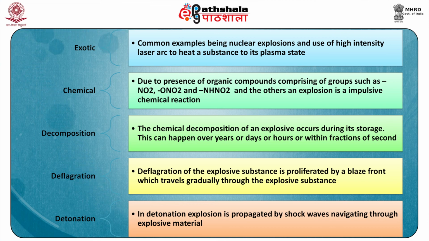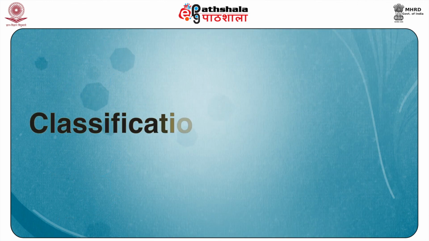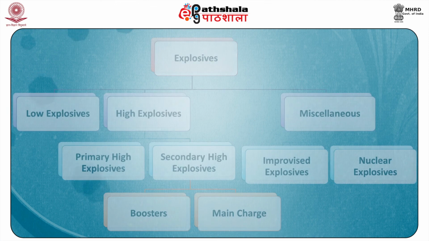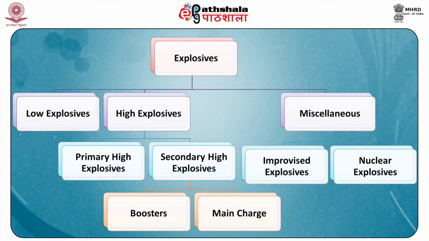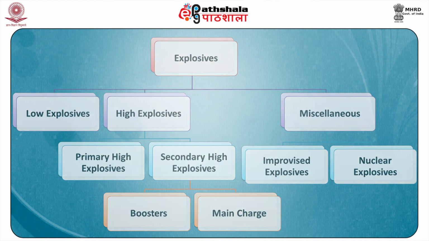Low explosive experiences the process of deflagration. In detonation, the explosion is propagated by shock waves navigating through the explosive material. Detonation happens in high explosives. Classification of explosives. Explosives can be classified on the basis of composition, velocity, sensitivity, and physical forms. But broadly, explosives are of three types: low explosives, high explosives, and miscellaneous.